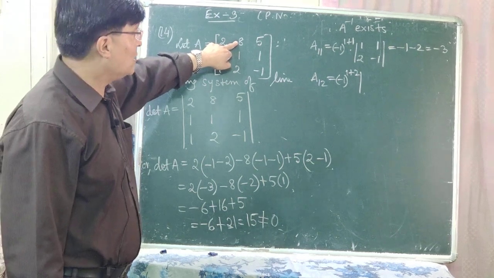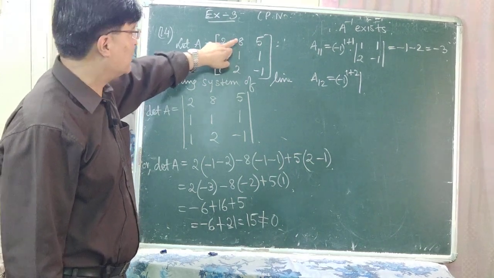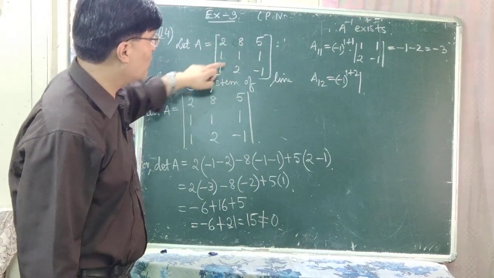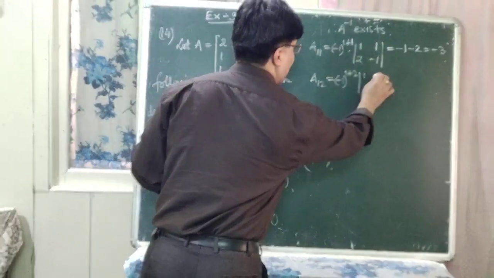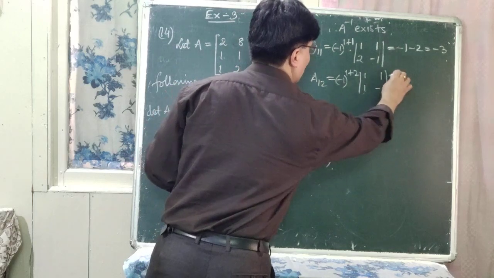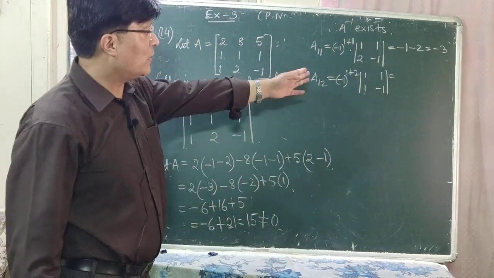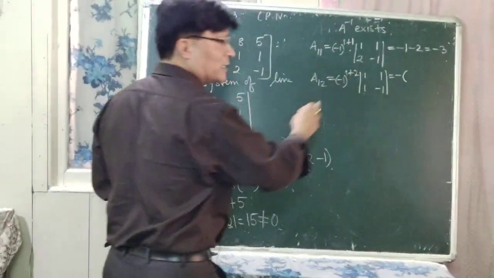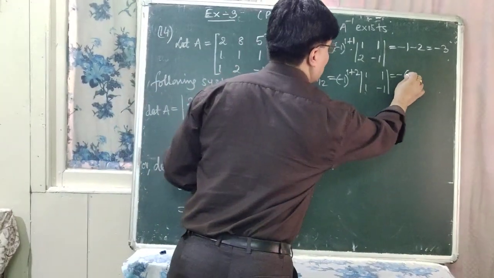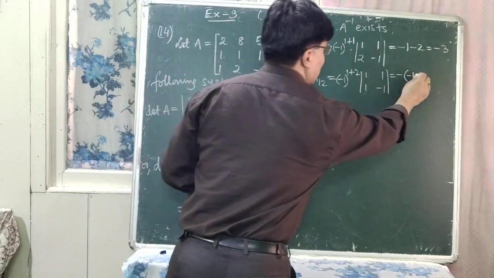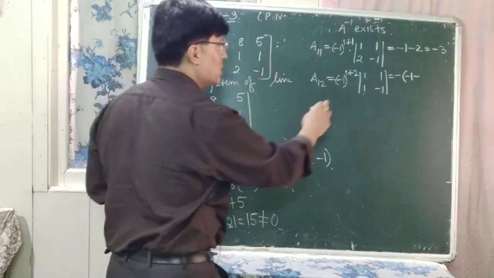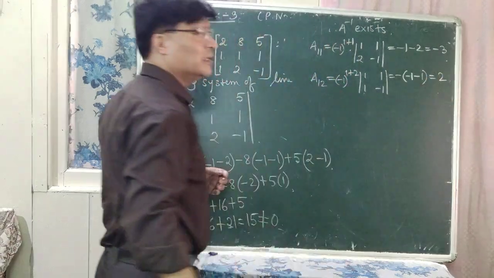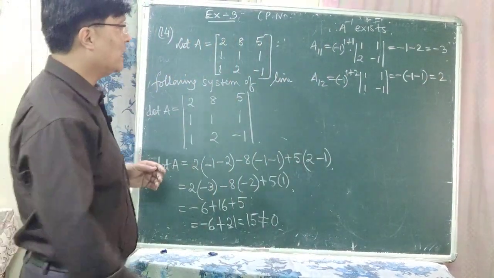Then you have to delete the row and the column through the element 8. That means first row and second column are deleted. What remains? 1, 1, 1, minus 1. Which is equal to, so what is (-1) cubed? That is minus. So within the bracket expand the determinant. This is 1 into minus 1, minus 1. Then comes the minus sign always. So 1 ones are 1, which is equal to 2. Right?